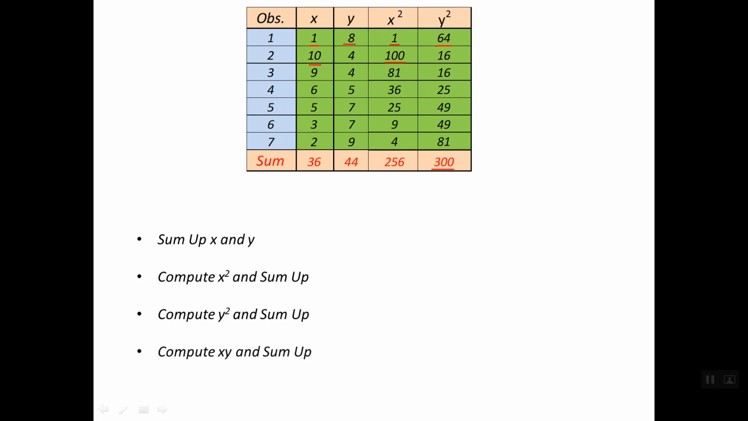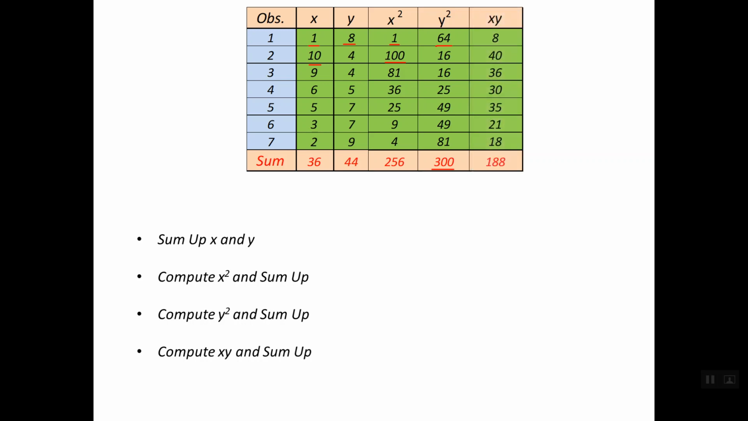Compute xy and sum up. So for each observation, we should multiply the value of x by the value of y. So we add this column here. For the first observation, x is equal to 1, while y is equal to 8. So 1 times 8 is simply 8. For the second observation, x is equal to 10, while y is equal to 4. So 10 times 4 is 40, etc. And the total of xy is 188.